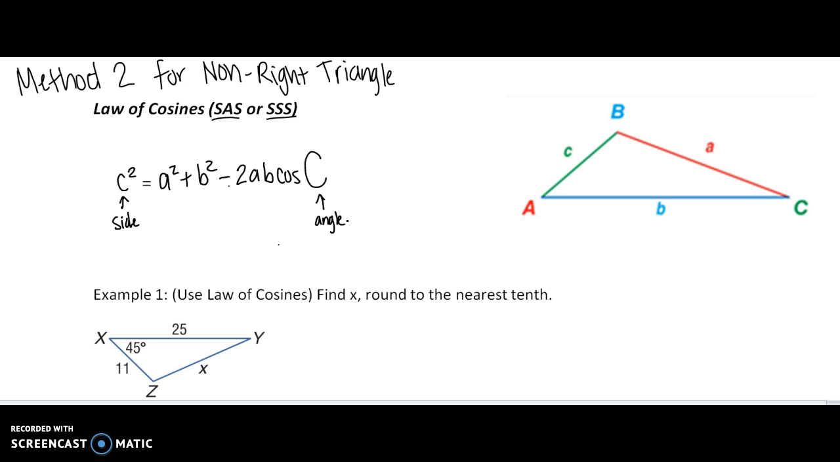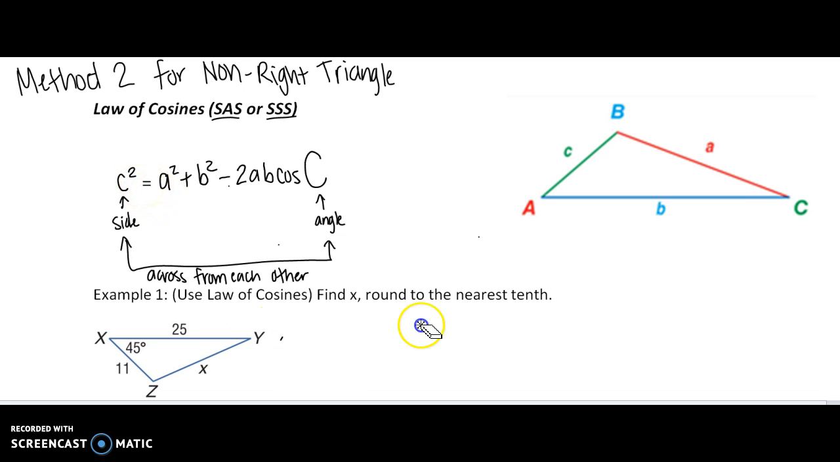Second thing to notice, these two are also across from each other. They are corresponding angles and sides. So if I'm solving for an angle, I need to find the side across from it, and notice that is all the way across the equation from it. They are on opposite sides of the equation, opposite sides of that equal sign.